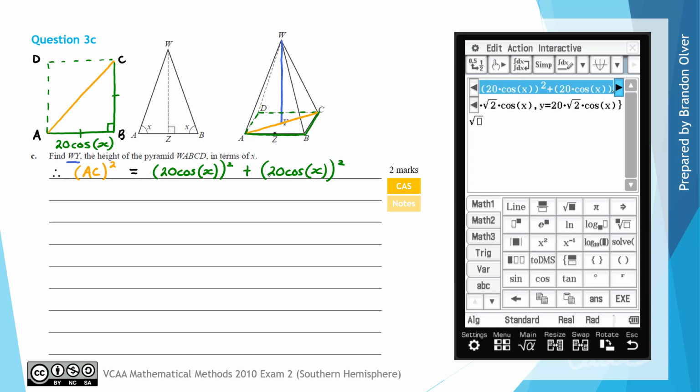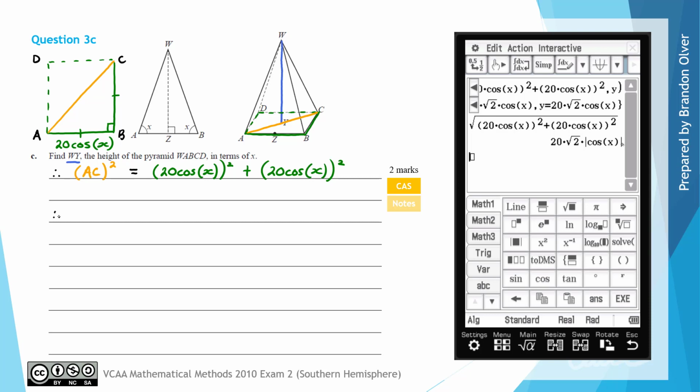So I'll just drag that down and put that inside the square root sign. Hitting execute will give us 20 root 2. And then you'll come across these straight up and down lines, and some of you may know that they stand for an absolute value. But what we can interpret this as is just 20 root 2 cos of x is what AC is equal to.